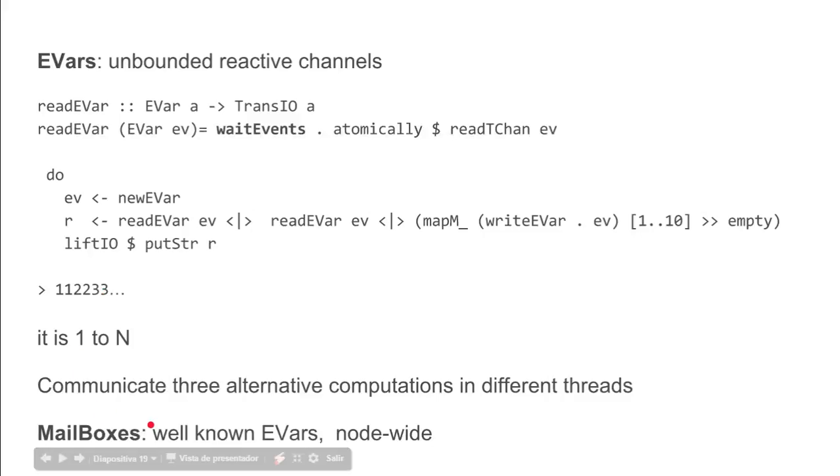Mailboxes are well-known evars which are in the state of each node, so we can get the evar and update, write and read it with a special interface, which is a mailbox. But in reality they are evars.